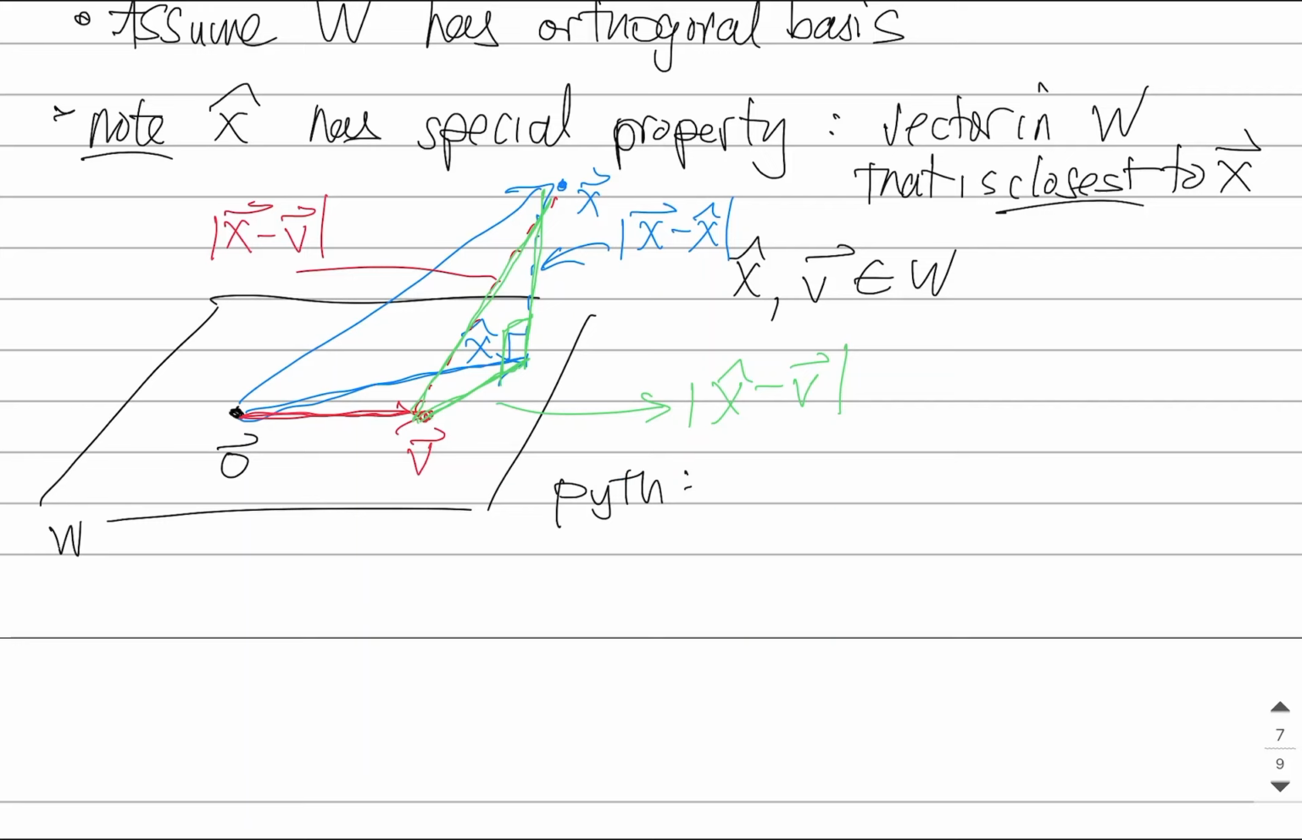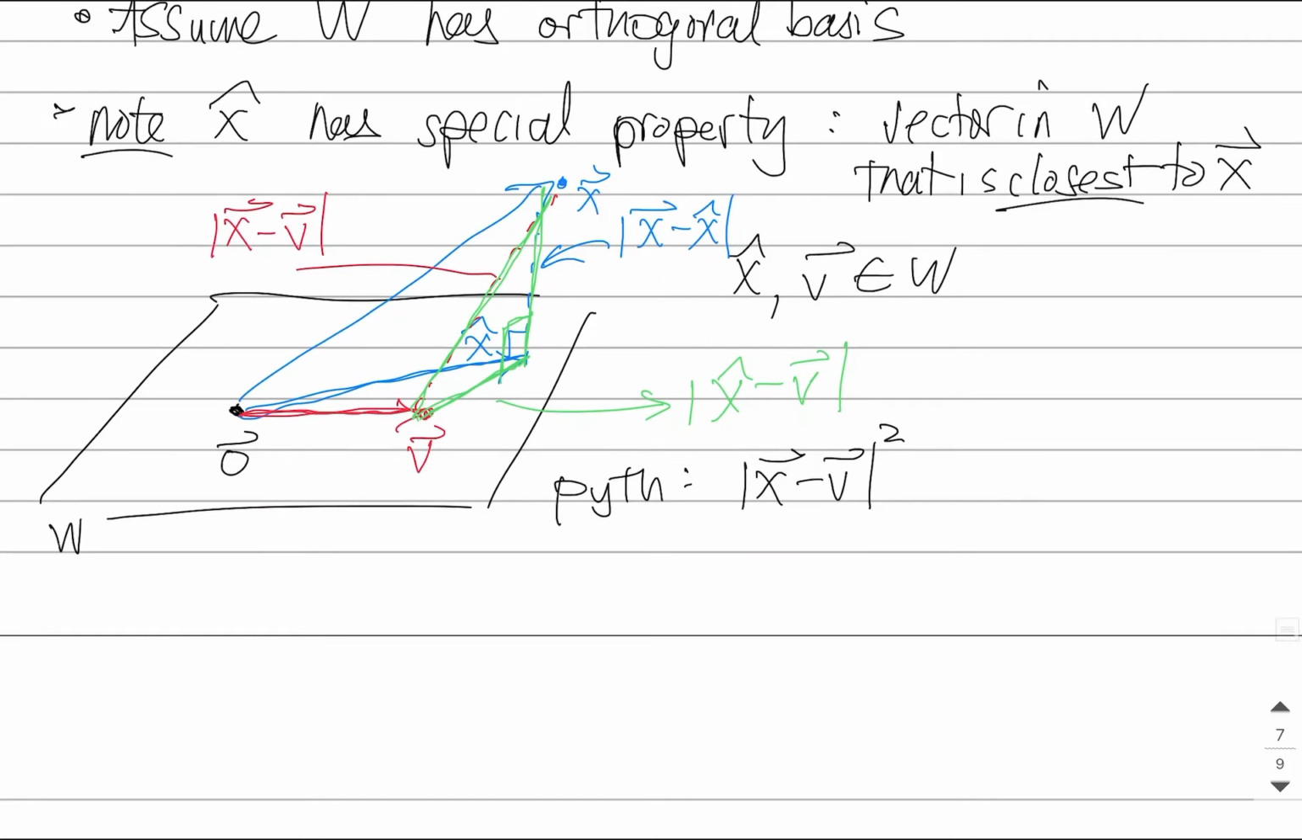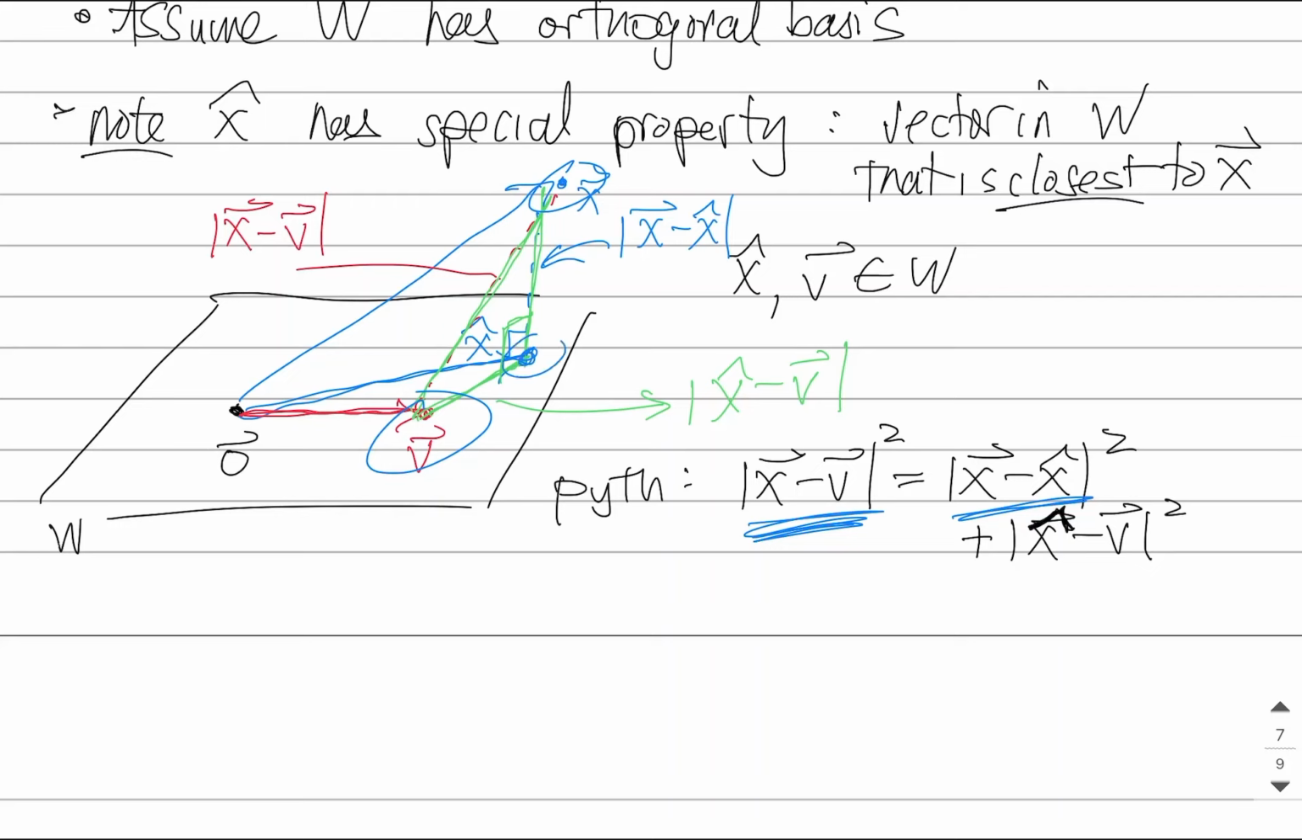So by the Pythagorean theorem, we will get that the length of x minus v squared is equal to the length of x minus x hat squared plus the length of x hat minus v squared. The point here is to compare this quantity, which is the distance from x to some other point in the plane, with this quantity, which is the distance from x straight down to there.